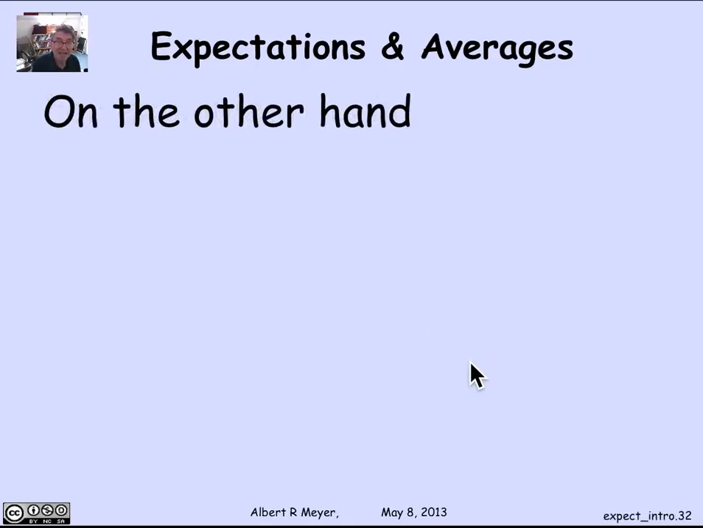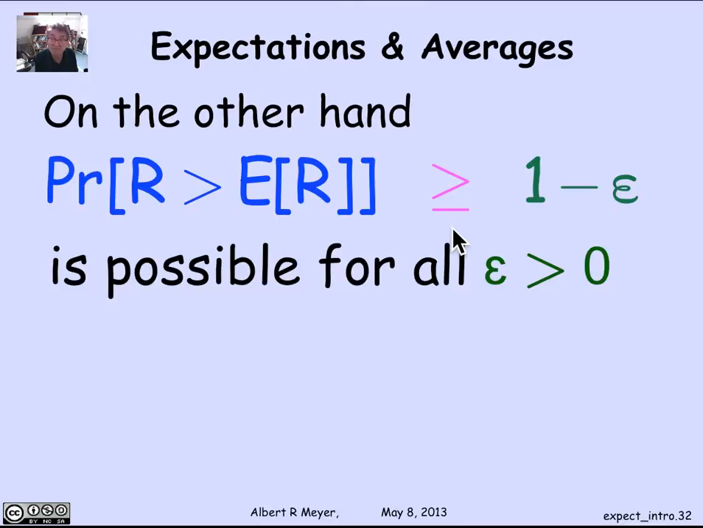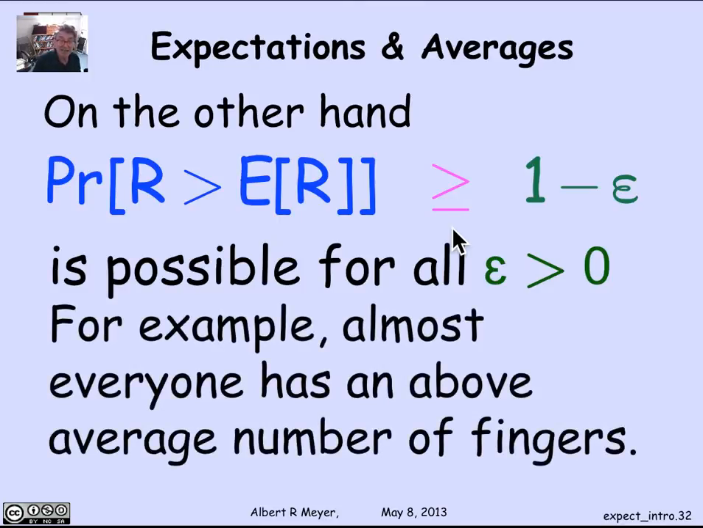It can't always be greater than its expected value. That's absurd. On the other hand, it's actually possible for the probability that the random variable is bigger than its expected value to be as close to 1 as you want. And one way to think about that is that, for example, almost everyone has an above average number of fingers. Think about that for a second. Almost everyone has an above average number of fingers. Well, the explanation is really simple. It's simply because amputation is much more common than polydactylism. And if you can't understand what I just said, look it up and think about it.